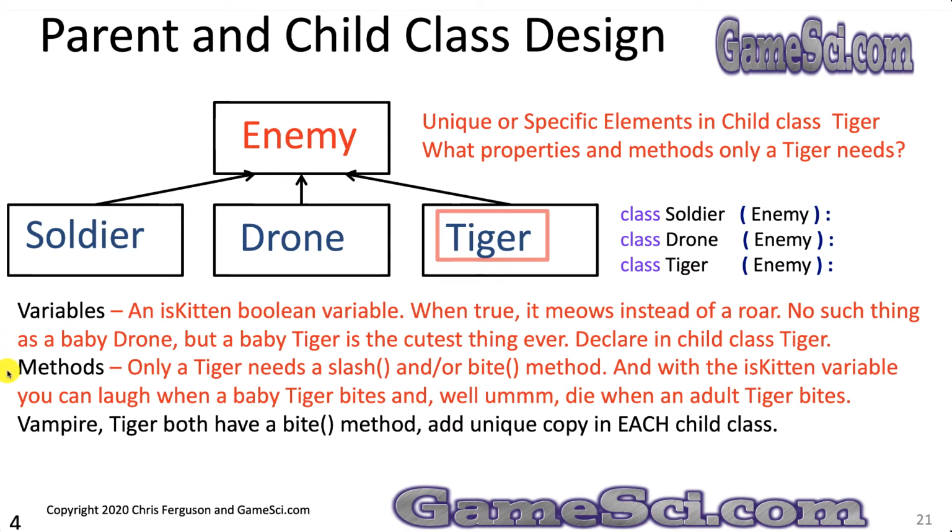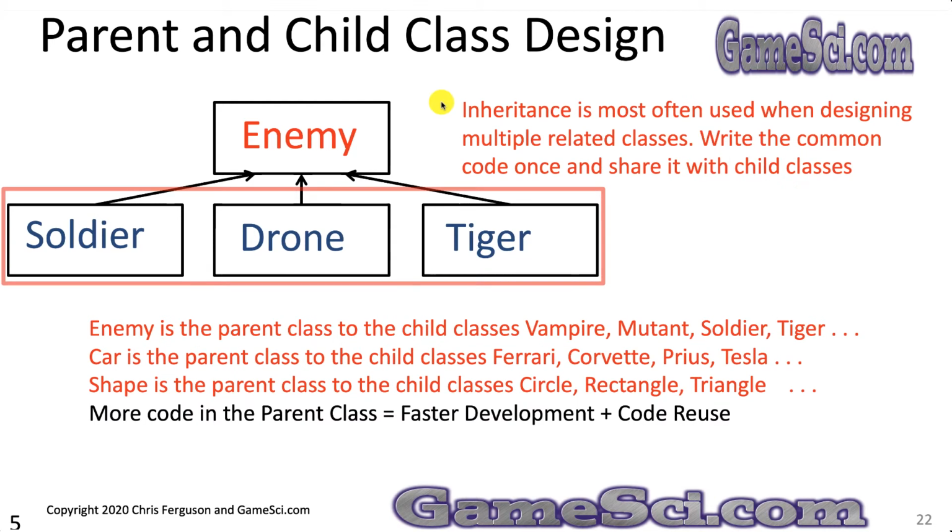What about methods? Only a tiger needs a slash and or bite method, especially out of this list. And with the is-kitten variable, you can laugh when a baby tiger bites and die when an adult tiger bites. A class vampire and a class tiger both might have a bite method, but they're very different bites. Add a unique copy of each in the child class.